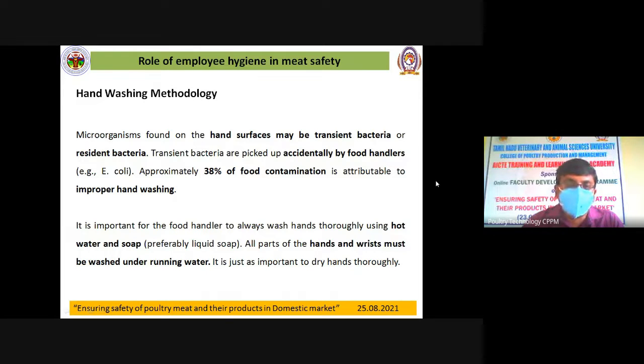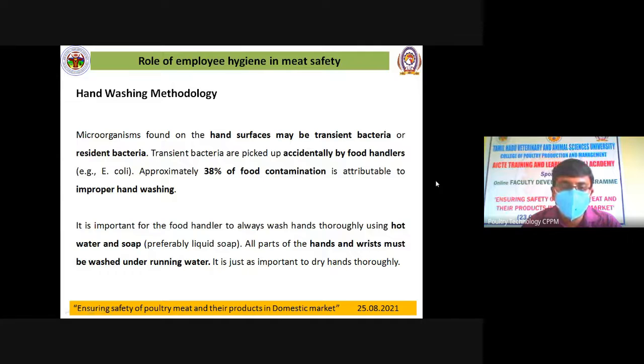Microorganisms found on hand surfaces may be transient bacteria or resident bacteria. Transient bacteria are picked up accidentally by the food handlers, for example E. coli and Salmonella, which are not normally resident on the hands. Approximately 38% of food contamination is attributed to improper hand washing.